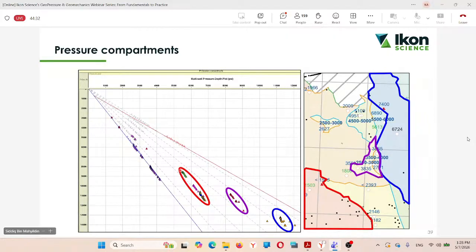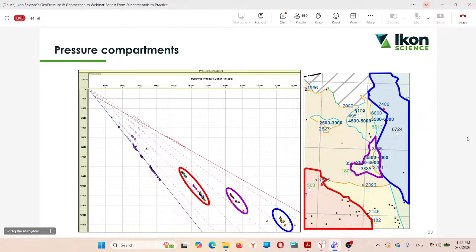Here is an example of pressure compartments. This is from Australia, if I'm not wrong. You can see that this is pressure data taken from all these different zones, and they all have different gradients. Quickly, you can see that if I draw a line, they are not going to touch one another because they are all their own pressure regime. So just by looking at this, it is easy to understand that these are all different pressure regimes.